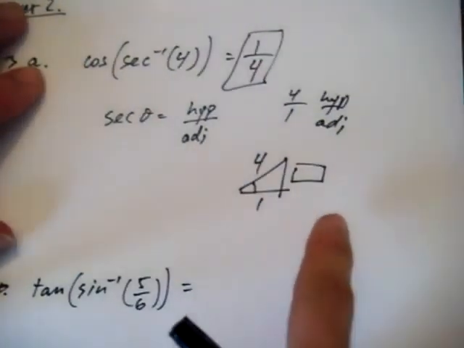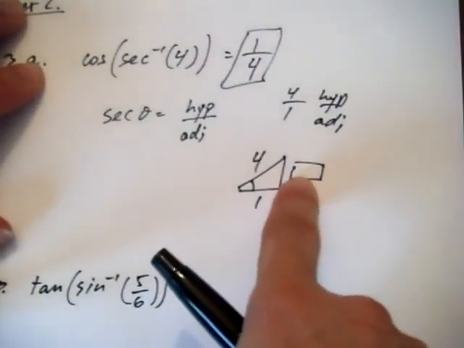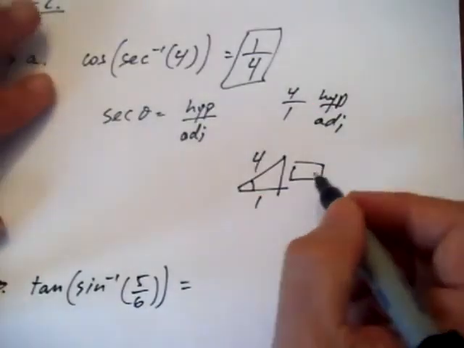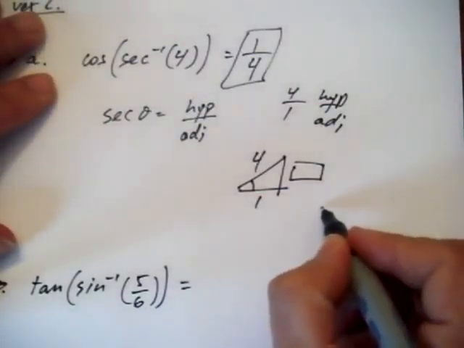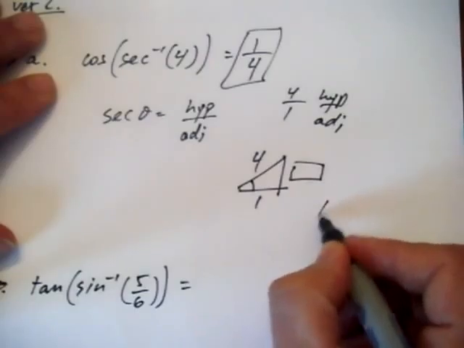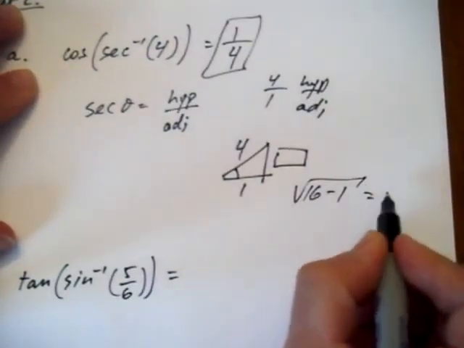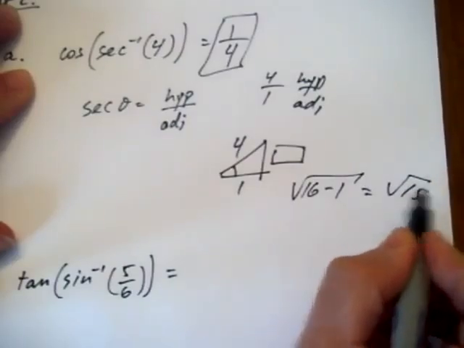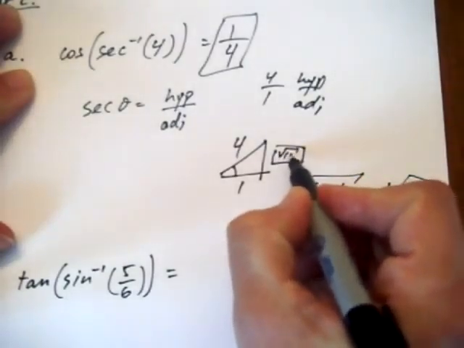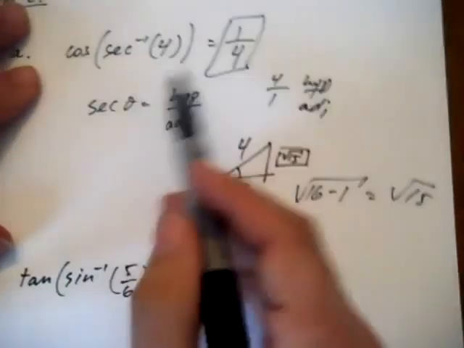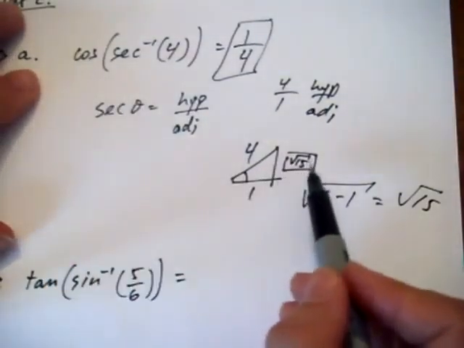But in case you were curious, in case you went through the steps, let's find what this is. By the Pythagorean theorem, that should be hypotenuse squared, 16, minus the other side, and that's a square root, so square root of 15. So this would be square root of 15. But for this particular problem, we don't even need that value.